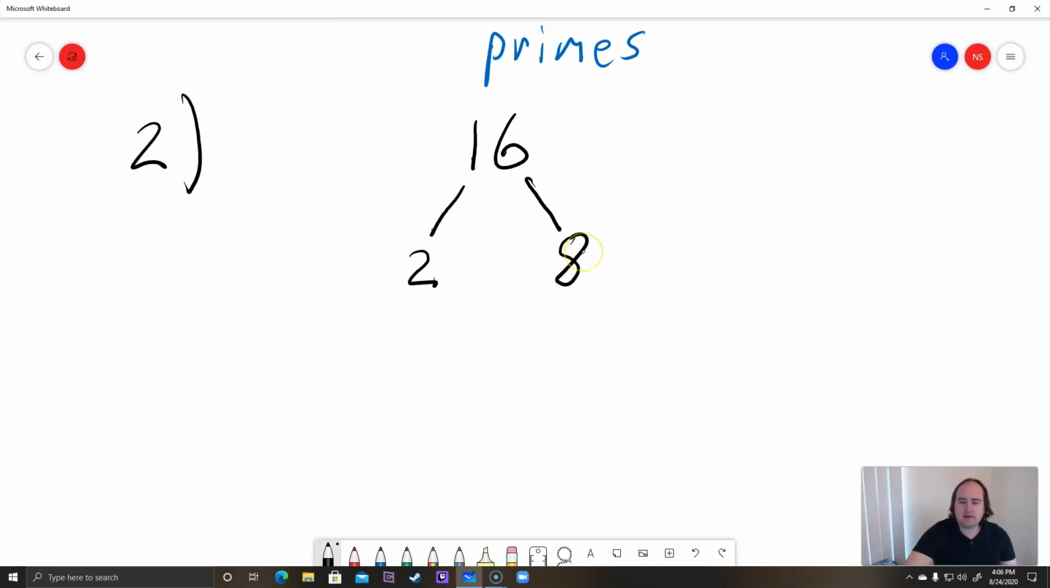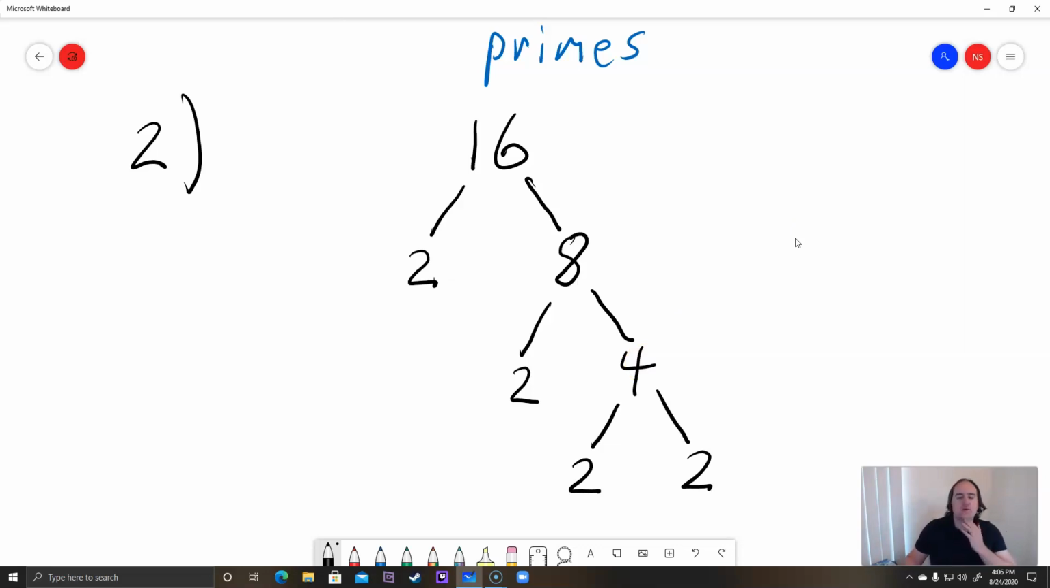Okay, so with 8, what are 2 numbers that multiply to 8? Well, from your times tables, most people should remember 2 times 4 is 8. So we're going to factor 8 as 2 times 4. Okay, and then are we done? Well, no, because we can still factor 4. So how does 4 factor? Well, 4 actually factors as 2 times 2.